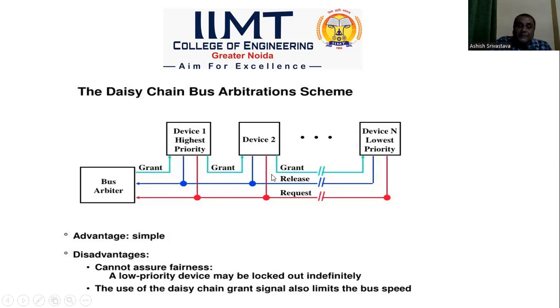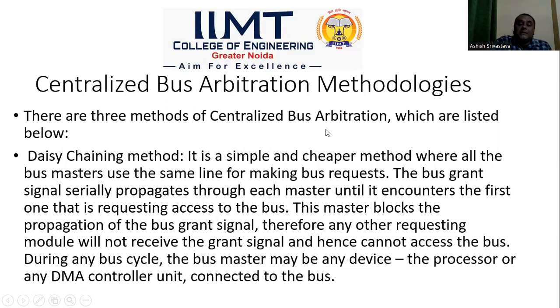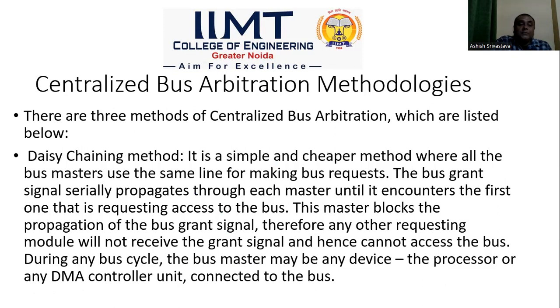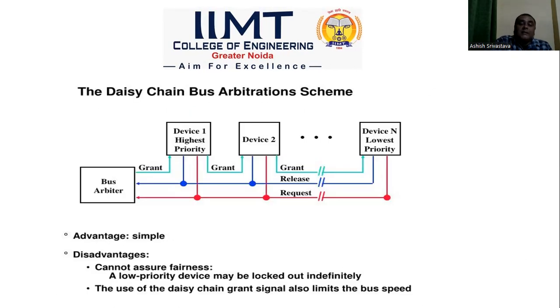The advantage is that it is a very simple method for the centralized bus arbitration scheme. The disadvantage is that it cannot assure fairness. A low priority device may be locked out indefinitely. The use of the daisy chaining grant signal also limits the bus speed. These are the topics we have discussed about the centralized bus arbitration method, daisy chaining, and the next ones we will discuss in the next lecture. Now we will discuss the distributed method.